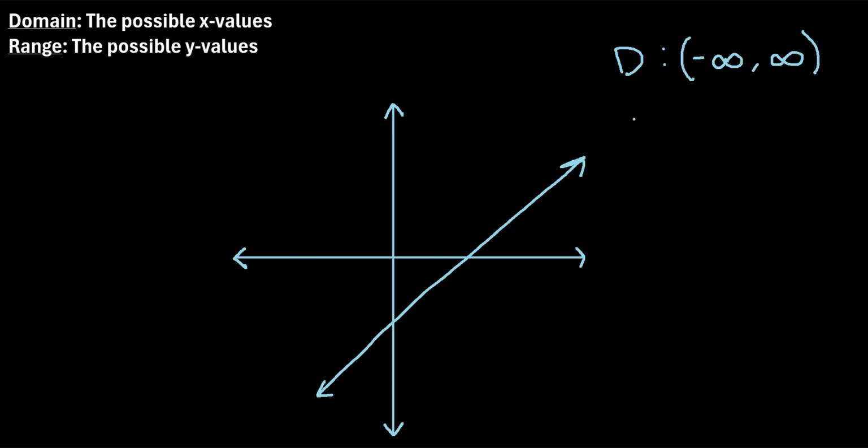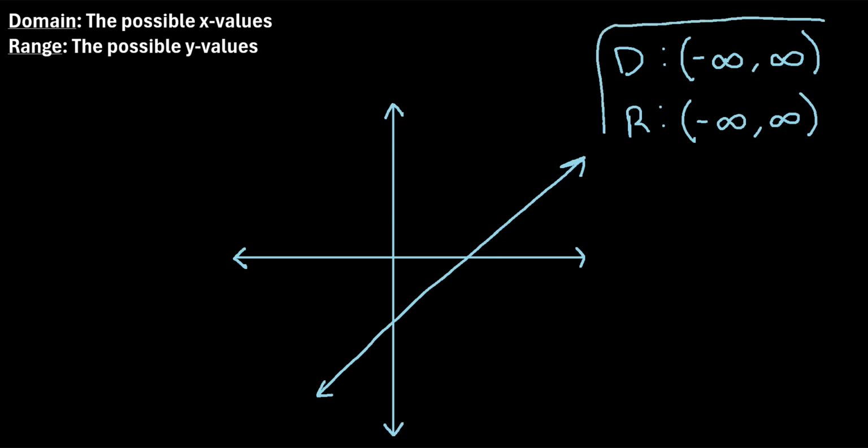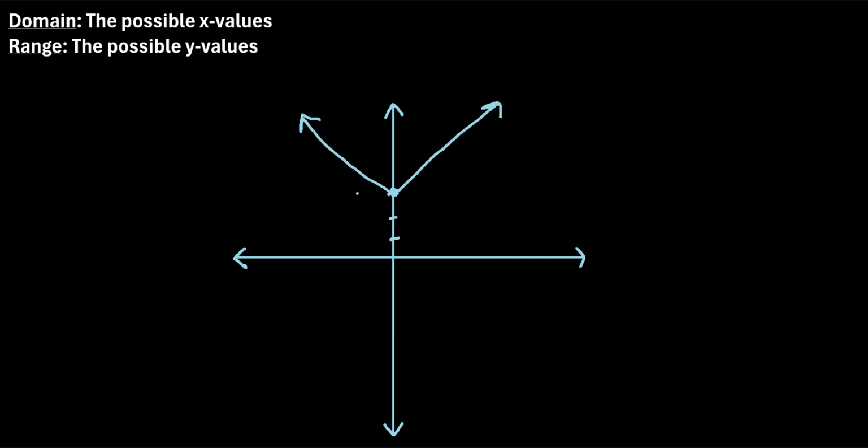So the range, let's write R, is also allowed to range from negative infinity all the way to positive infinity. So there's no restrictions on either the x values or the y values. So this is our answer on this one. All right, let's check out this next example.